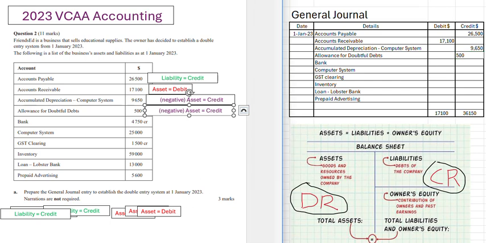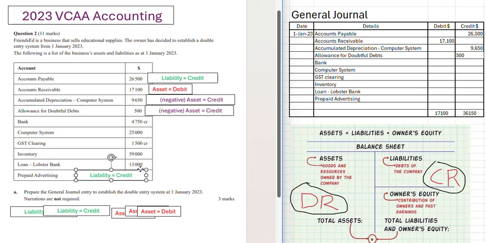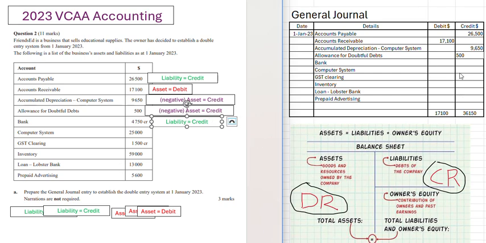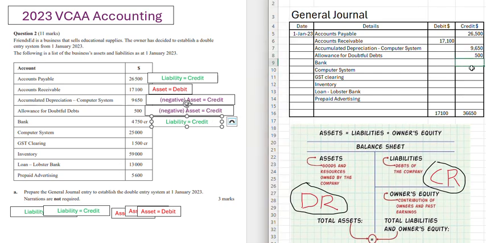Now with the bank, that can be in surplus or deficit. So when it's in deficit, it's an overdraft, and we're actually told here it's a credit. It has a credit balance, so therefore that's a liability. We owe money to the bank. We've overdrawn our account, so we comply with the instructions in the question, and we're going to report that on the credit side.